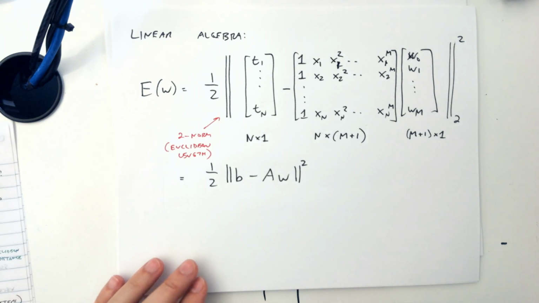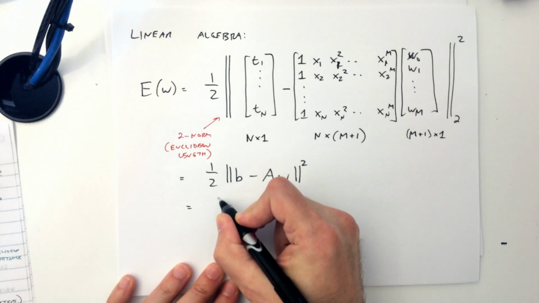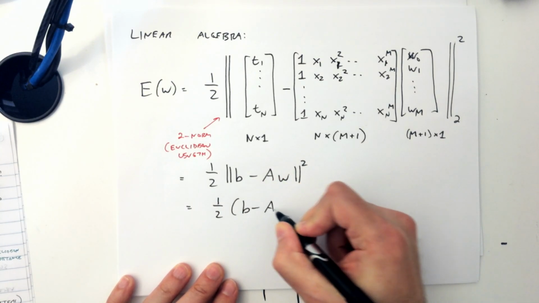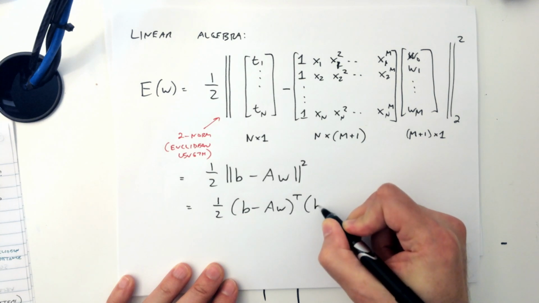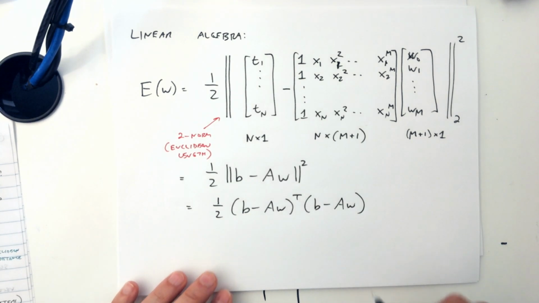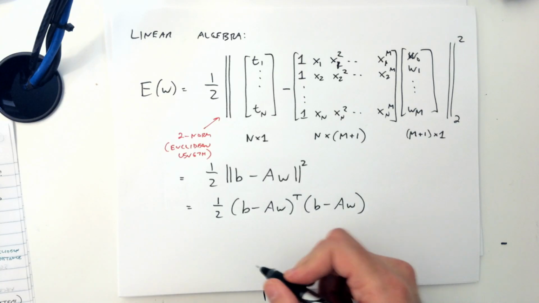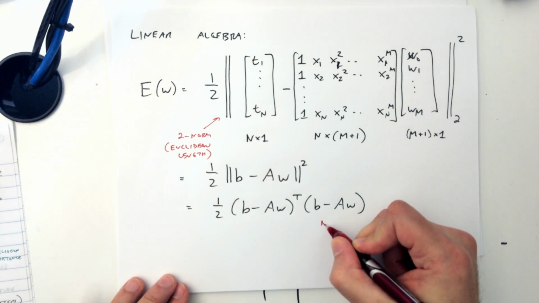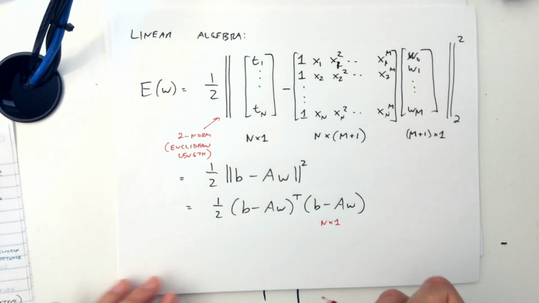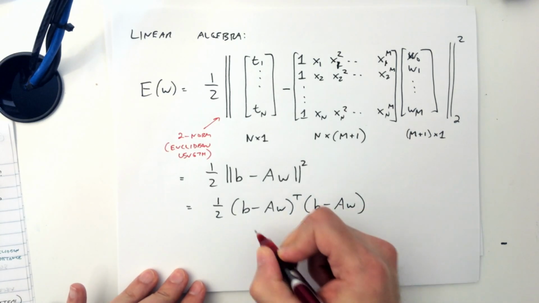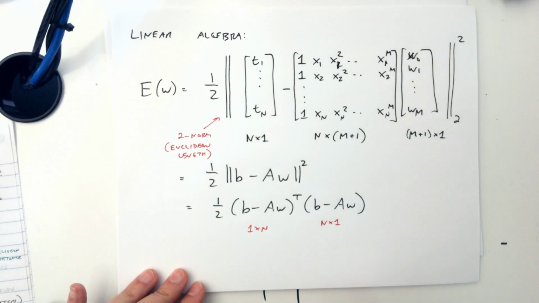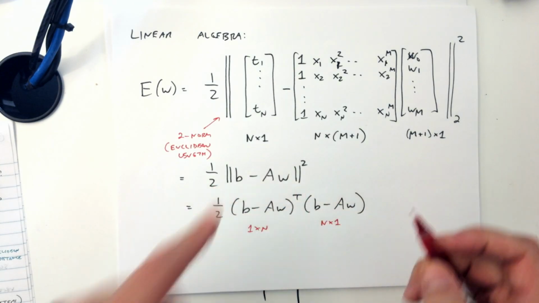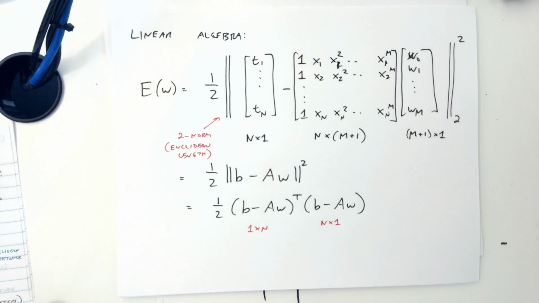But now, another way of writing this is like saying B minus AW transpose B minus AW, right? So here, what is this? This is like saying I have an n by 1 vector here, that's the raw errors, and I have a 1 by n vector here. And so this whole thing is a scalar value. It's just a number that says how well did I do overall, OK?